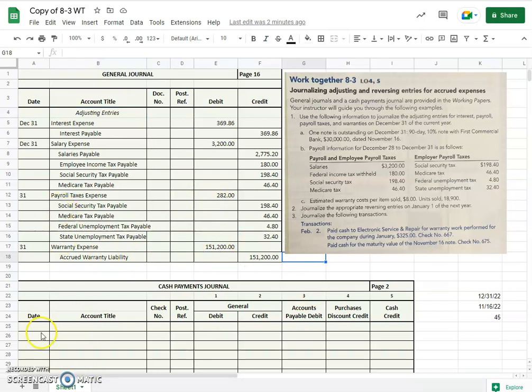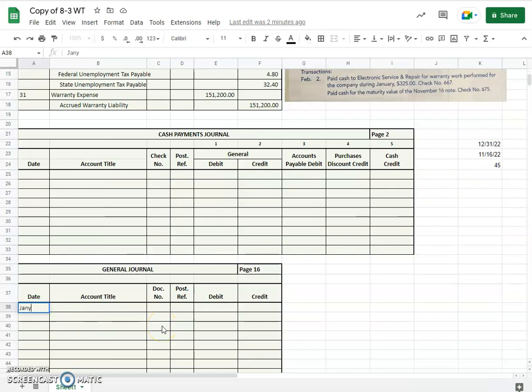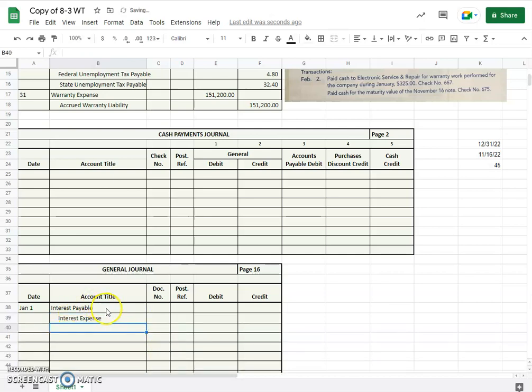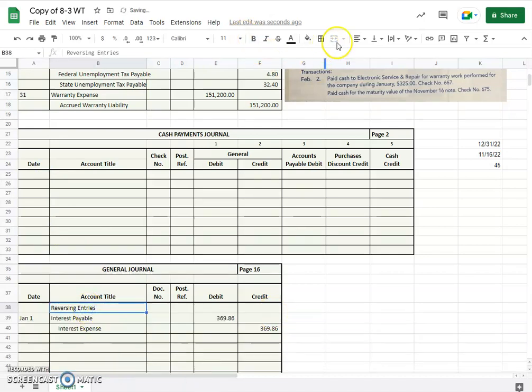So now on January the 1st of the following year, we're going to reverse interest payable and interest expense. So we'll have a zero effect. The interest payable goes away. When we pay it later, we'll pay the full amount, not just the accrued portion. And this was $369.86. And once again, I should have written reversing entries up above. Okay, so we'll reverse that.